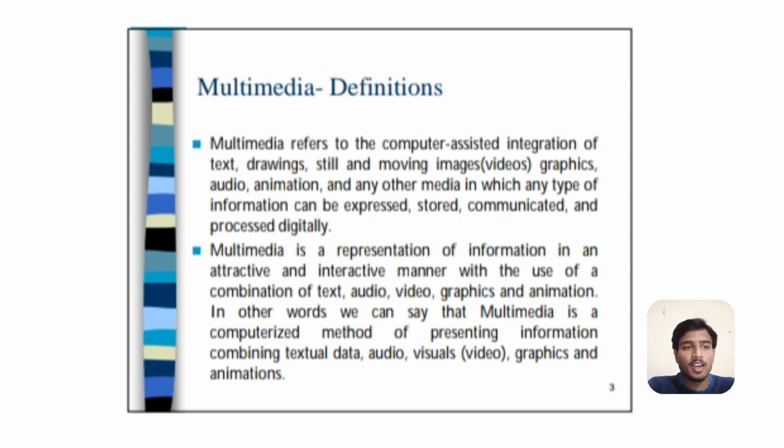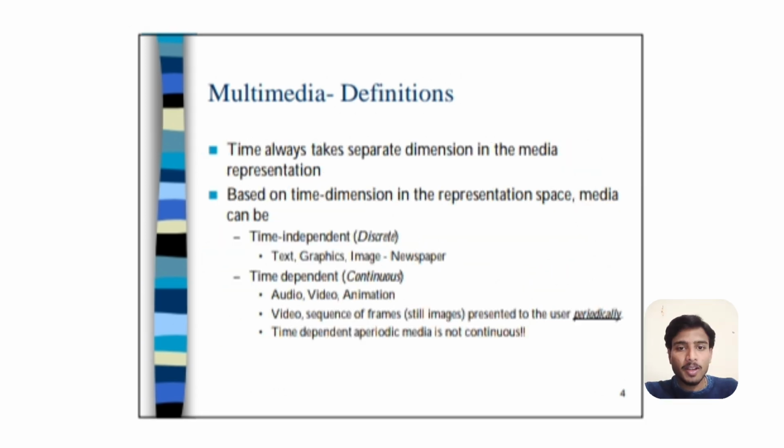In other words, we can say that multimedia is a computerized method of presenting information combining textual data, audio, visual, graphics, and animations. Multimedia always takes separate dimensions in the media representation. Based on the time dimension, the representation space media can be time independent, discrete: text, graphics, images, newspaper; or time dependent, continuous: audio, video, animations, a video being a sequence of frames presented to the user periodically. Time dependent, periodically presented media is continuous.